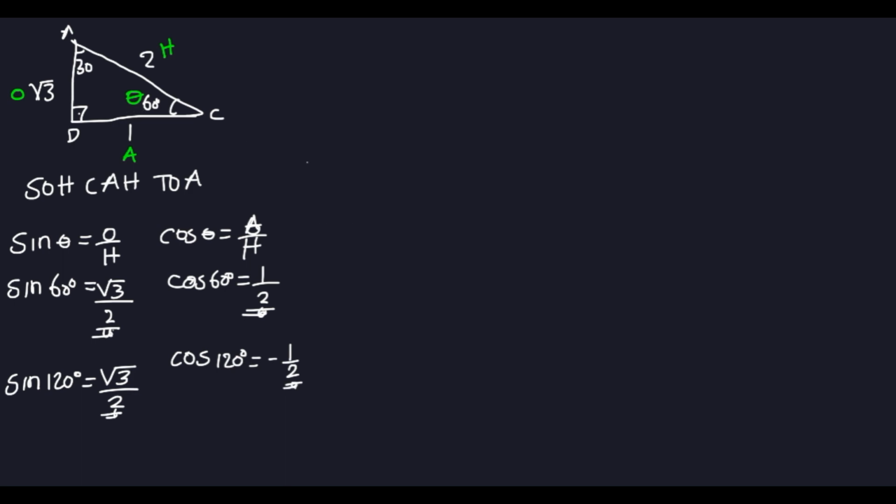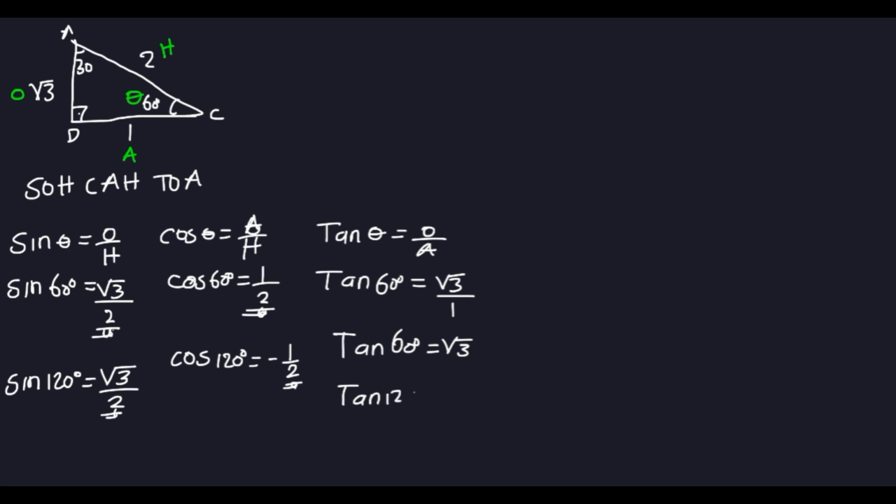Then let's look at now the tan. So tan theta is equal to opposite over adjacent. Tan 60 is equal to, the opposite is root 3 over the adjacent is 1. So tan 60 is equal to root 3. What of tan 120? This is negative root 3. Okay, so this is how some of these special angles were brought into consideration.